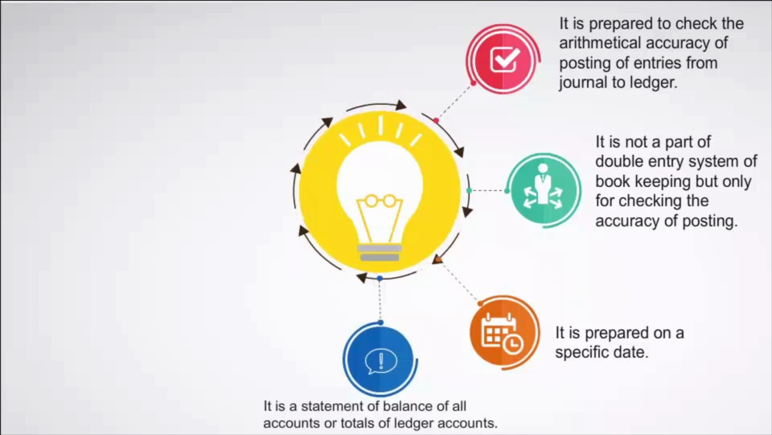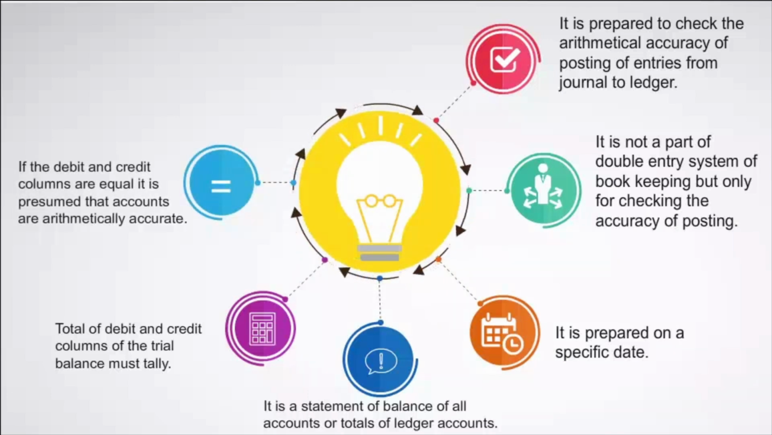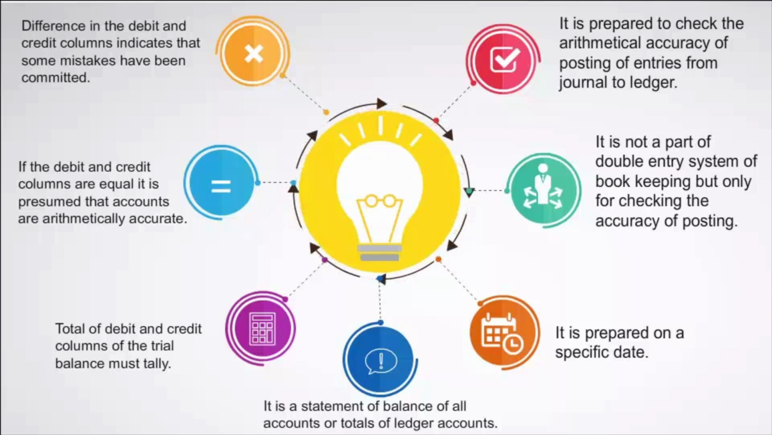4. It is a statement of balances of all accounts or totals of ledger accounts. 5. Total of the debit and credit columns of the trial balance must tally. 6. If the debit and credit columns are equal, it is presumed that accounts are arithmetically accurate. 7. Difference in the debit and credit columns indicates that some mistakes have been committed.